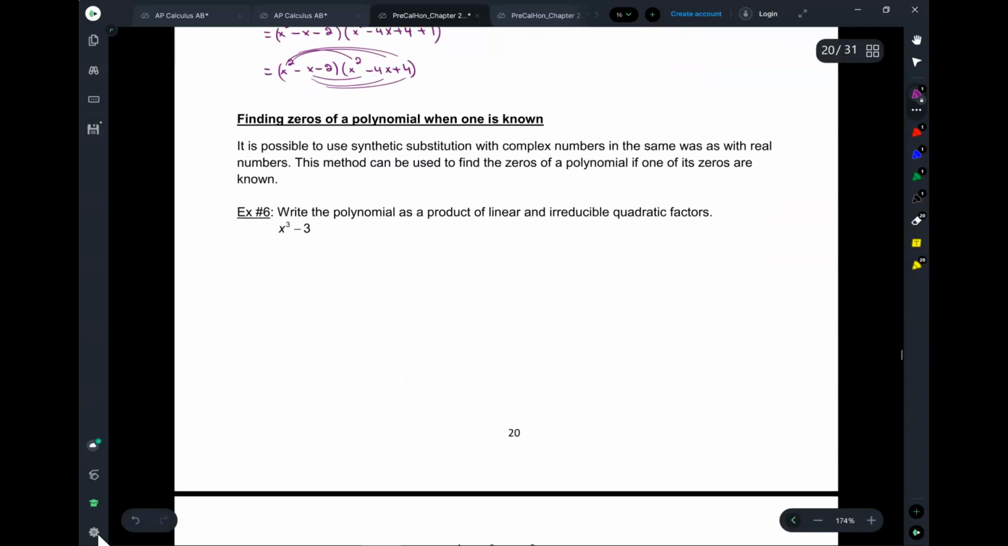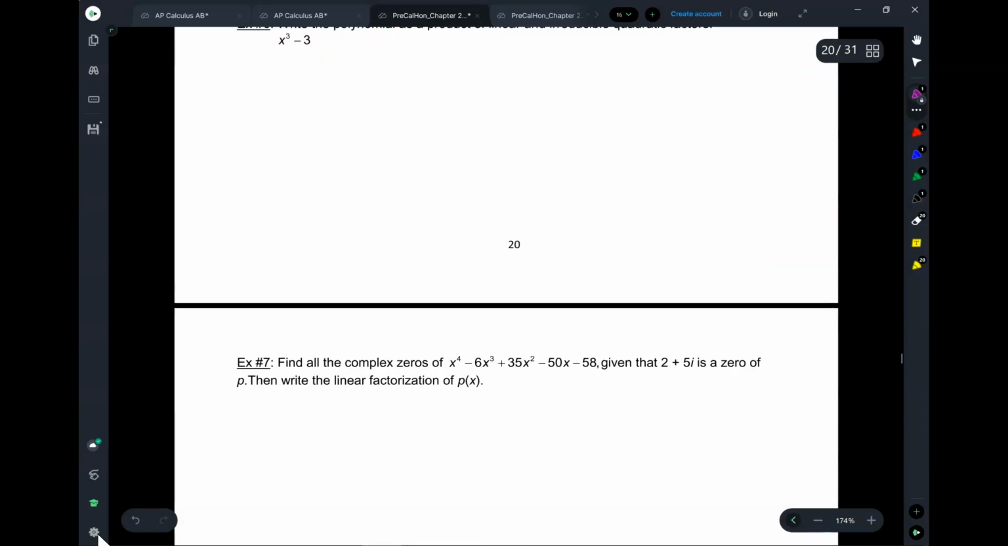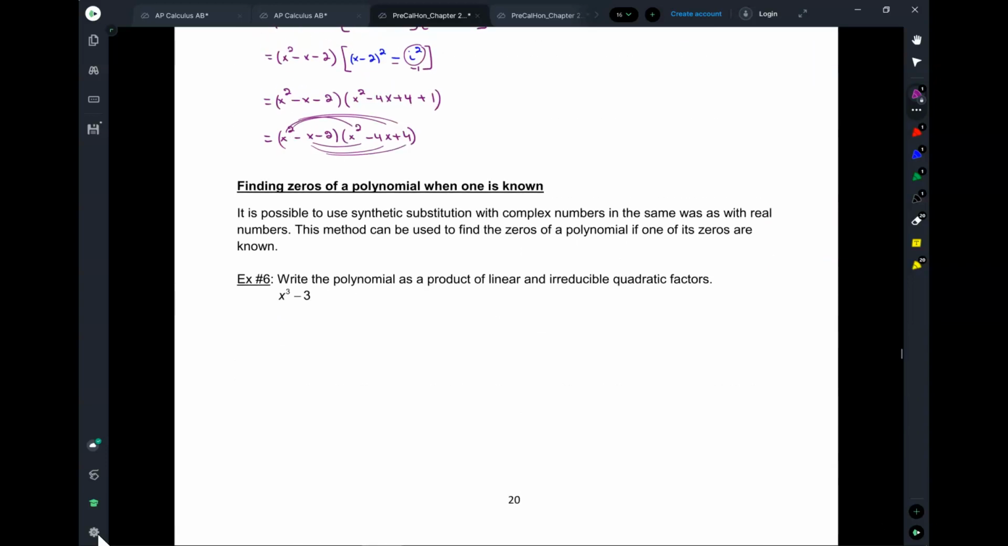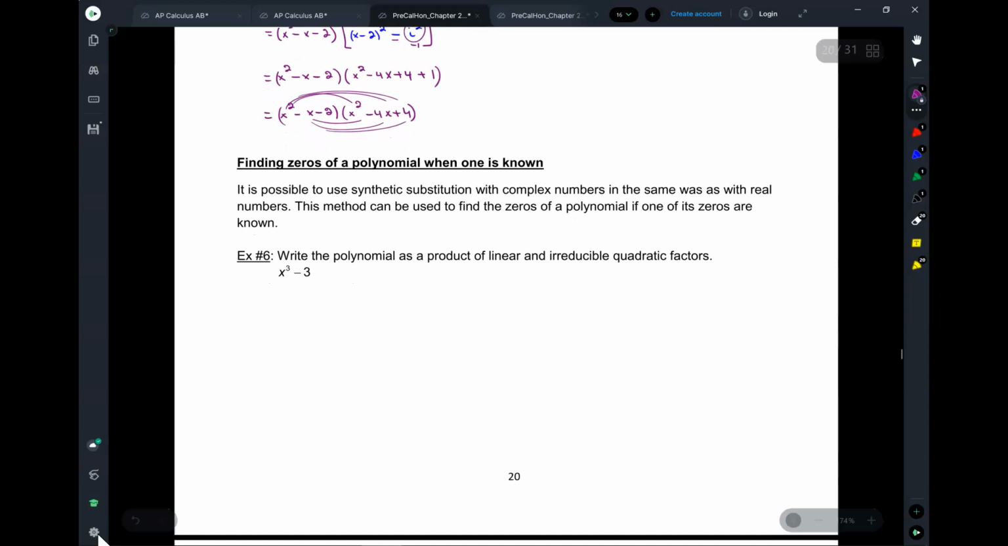All right. Lastly, we have a couple more problems here. We can use synthetic substitution with complex numbers as well as with irrational numbers, right? So you don't have to do synthetic division with only real and rational numbers, okay? So take a look at this one. It says, write this polynomial as a product of linear and irreducible quadratic factors. So basically factor this, right?